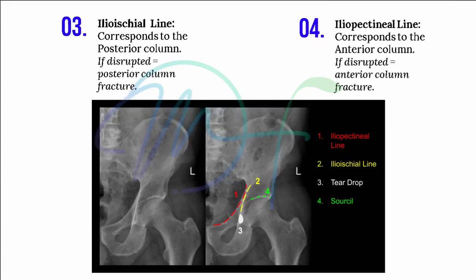The iliopectineal line corresponds to the anterior column of the acetabulum, and disruption indicates an anterior column fracture. Similarly, the ilioischial line represents the posterior column, with disruptions suggesting a posterior column fracture. Identifying these disruptions on imaging is crucial for diagnosing and planning treatment for acetabular fractures.